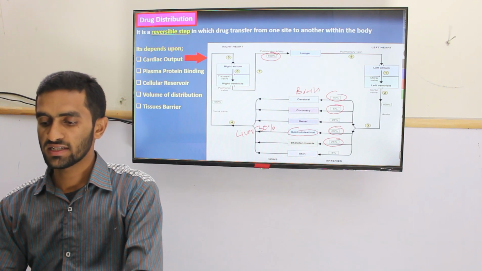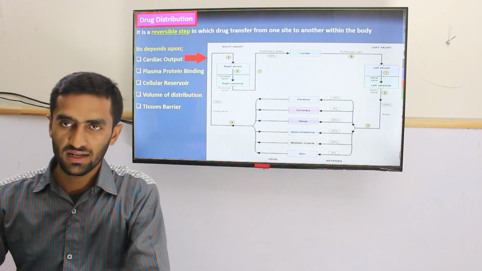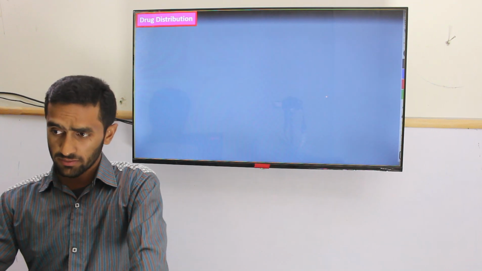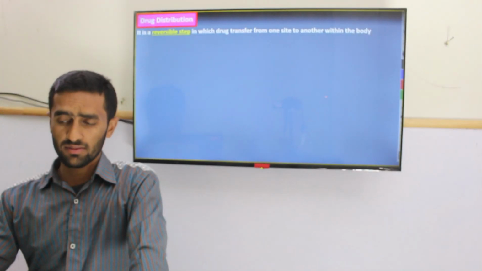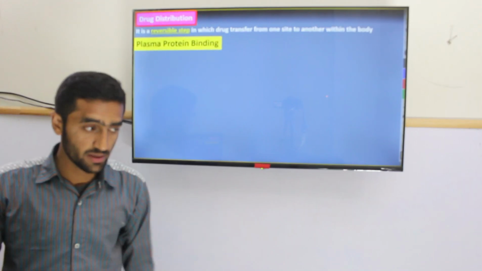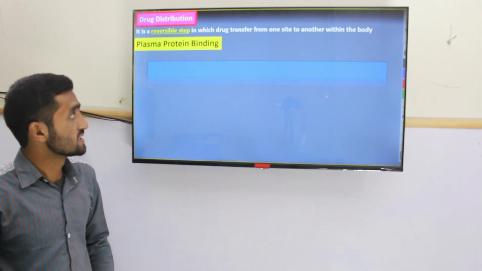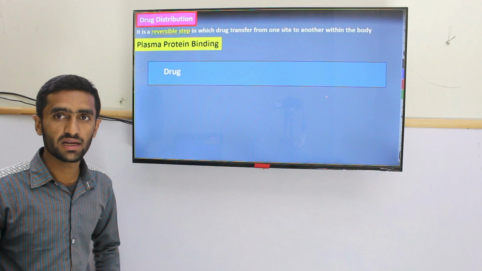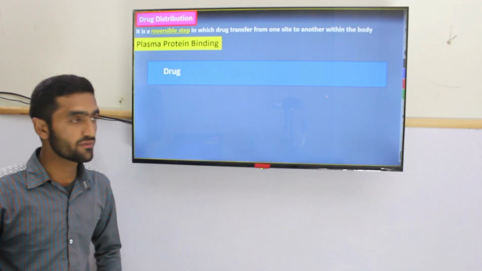Okay, so it's very straightforward. Now let's look at plasma protein binding. It's a reversible step in which drug transfers from one side to the other. Let's see, because your drug moves in a bound form or a free form.